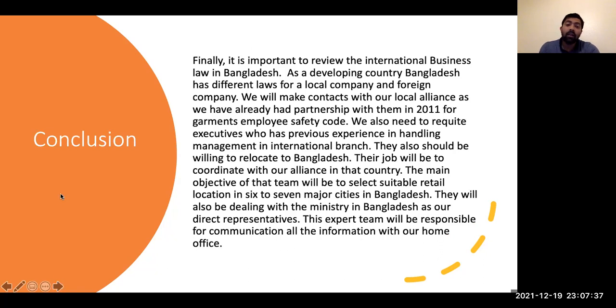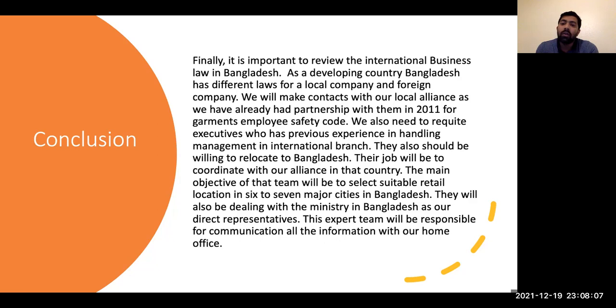So in conclusion, finally, I would say it's important to review the international business law in Bangladesh, because in any country where you want to operate your business, you should have a good sense of the common laws in that country so that you can overcome obstacles. As a developing business country, Bangladesh has different laws for local companies and for foreign companies. It's common for every company in every country, I would say.